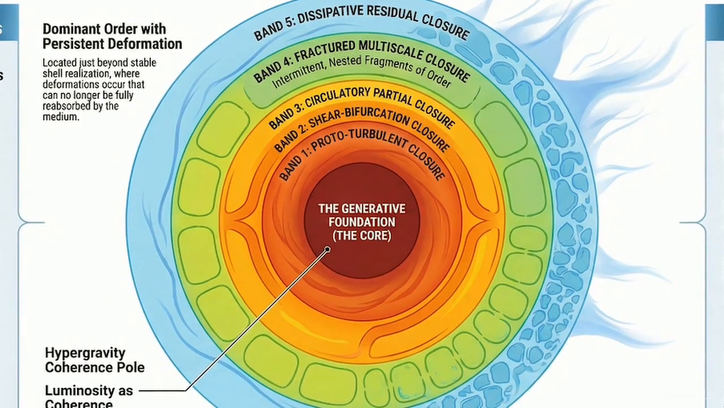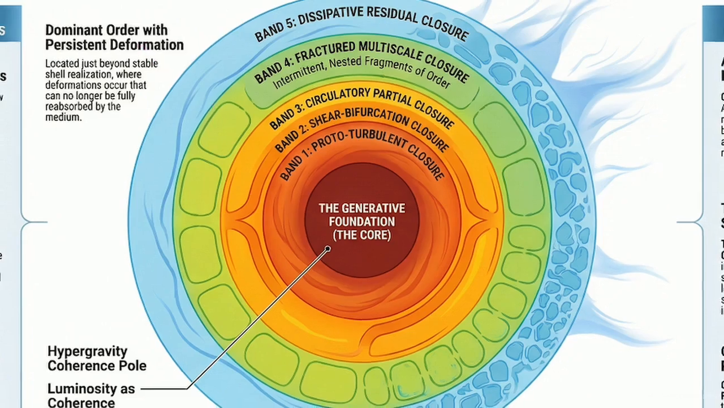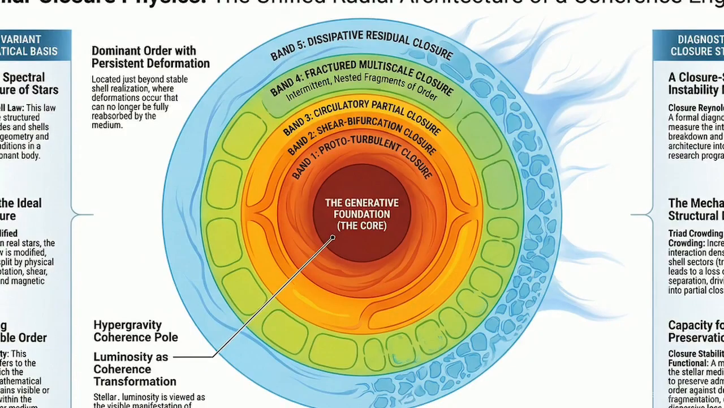Band 2 is driven by high transport imbalance and shear. This causes the underlying mathematical shell to split into competing structural channels. This moves the structure into Band 3, circulatory partial closure, mapping to the stellar convective zone. By Band 3, smooth global shell realization is entirely lost. Order survives exclusively through localized, recirculating dynamic loops. Approaching the outer boundaries of the star, the transport stress on the underlying math hits its peak.